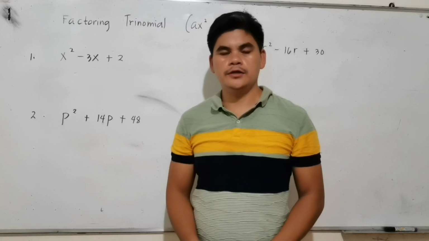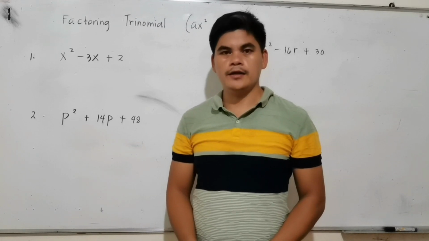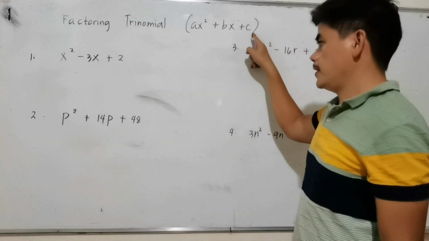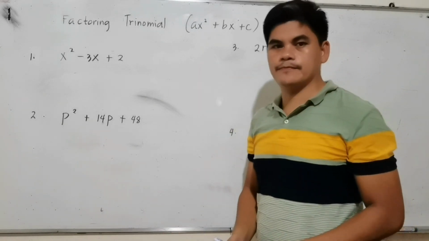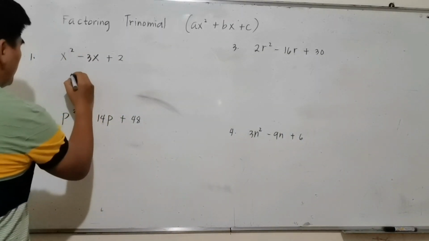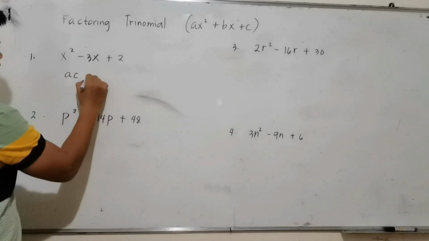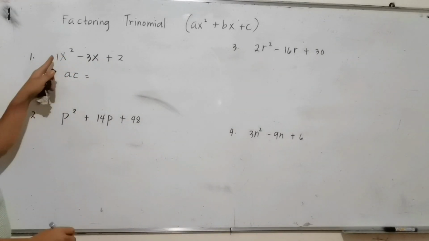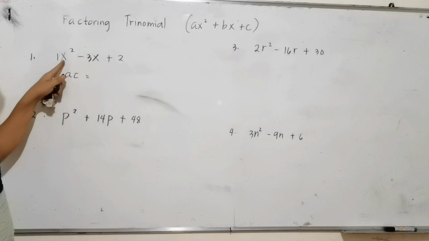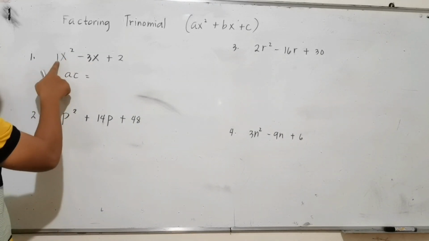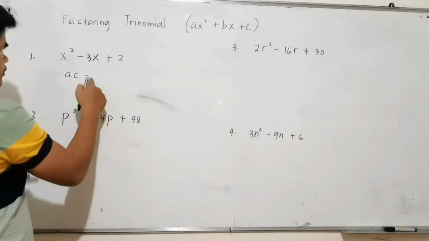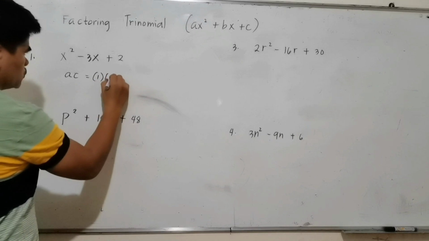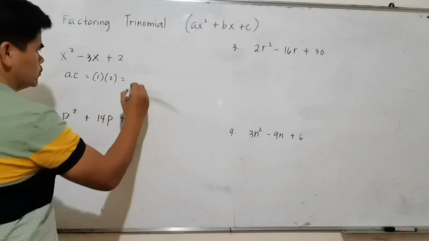Okay, now we are going to learn how to factor trinomials. So our model is ax squared plus bx plus c. First step is you are going to multiply a times c. In this case, in ax squared, a is 1. 1x squared. 1 times x squared is x squared. So we have 1 here. Okay? So a times c, that will be 1 times 2, and that is equal to 2.